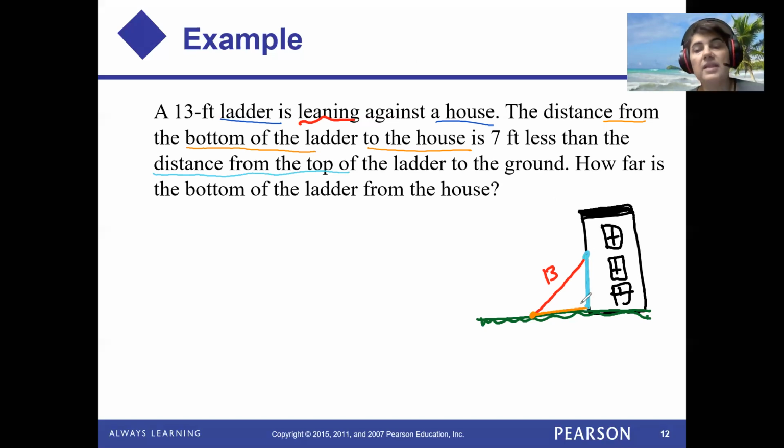So let's now read the sentence knowing what's what. The distance from the bottom of the ladder to the house, the orange, is 7 feet less than the blue, right? Less than from the top of the ladder to the ground. So I need an X. We're going to do algebra. We're looking for something, so something needs to be X.